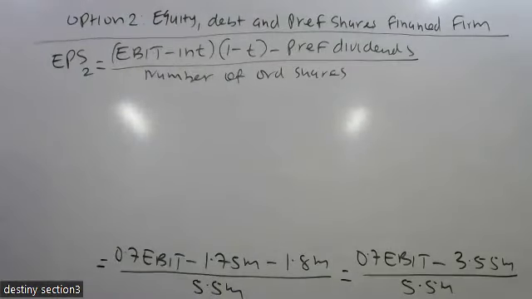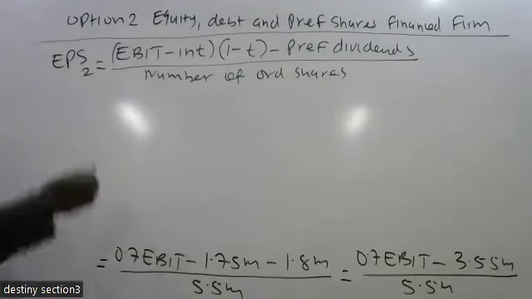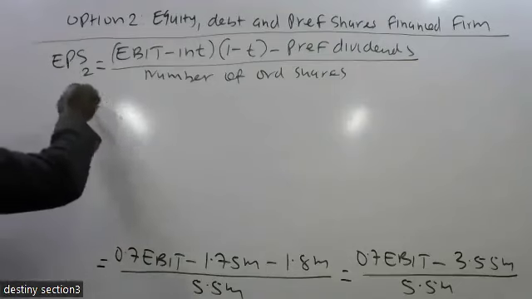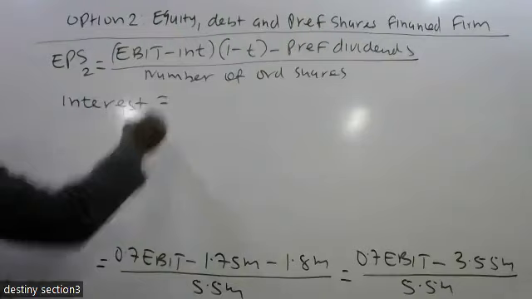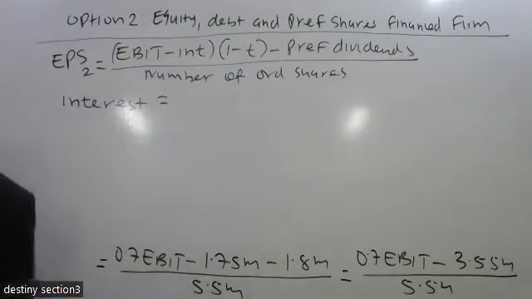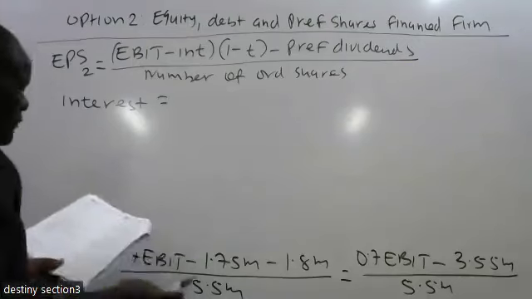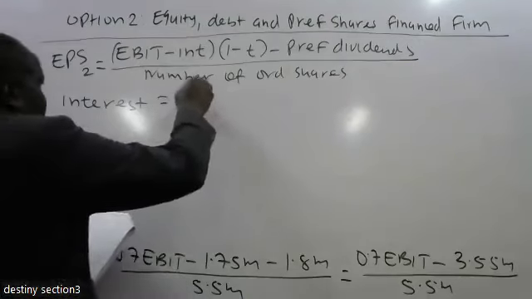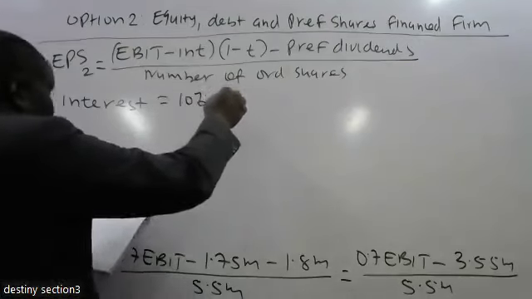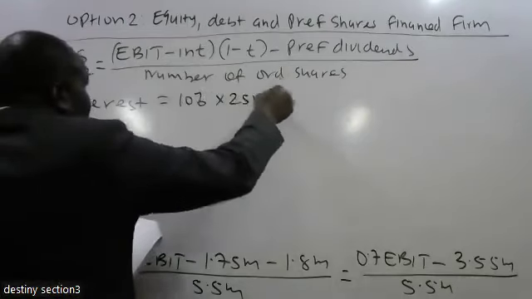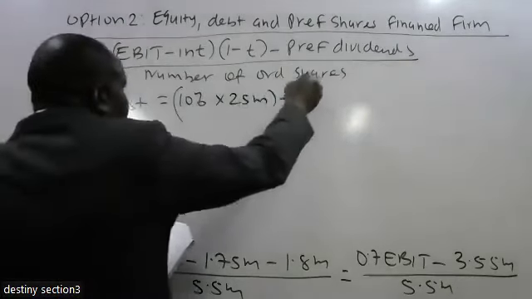So we start again by computing interest. To get interest, get the one that they are currently paying. It is 10% of 25 million. Then we also add the new interest.